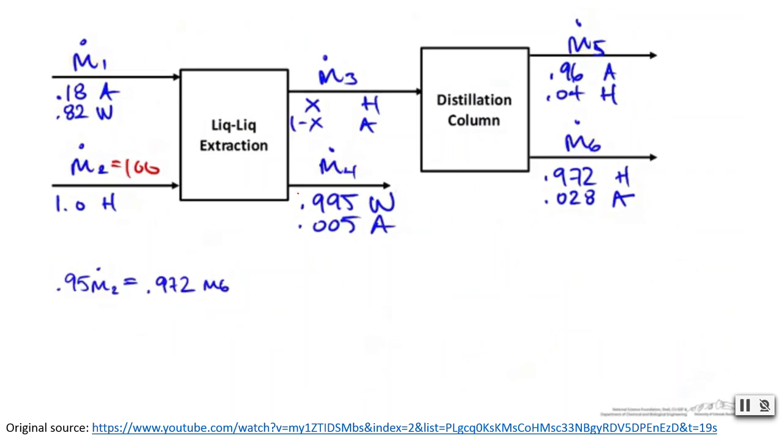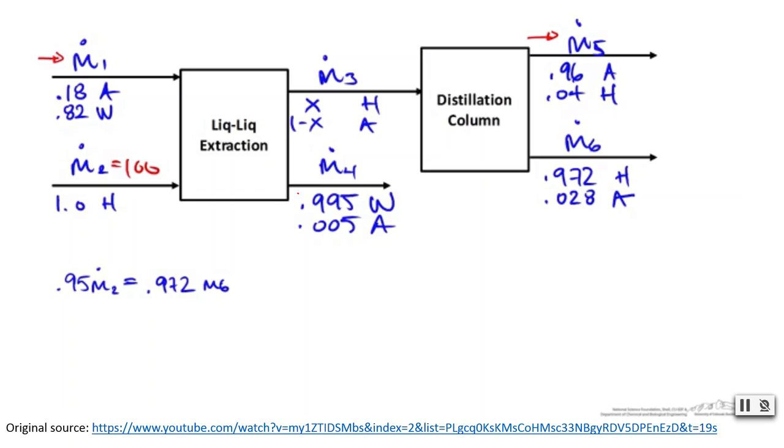I've simplified our flowchart here so we can start calculating unknowns related to the overall system. Keep in mind what we're trying to calculate. We want to know what the recovery of acetic acid is in the distillate, which is here, relative to what goes into the process, which is here. So minimally we need to calculate values for M1 and M5.